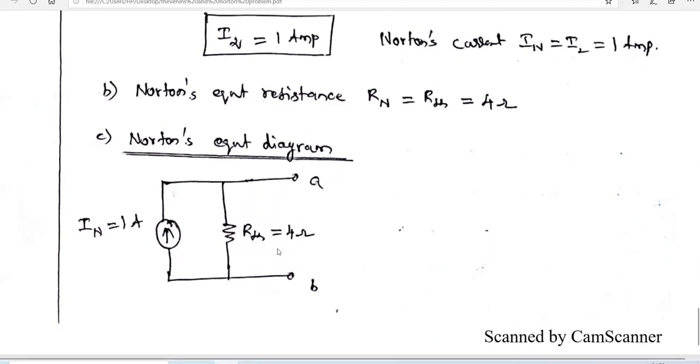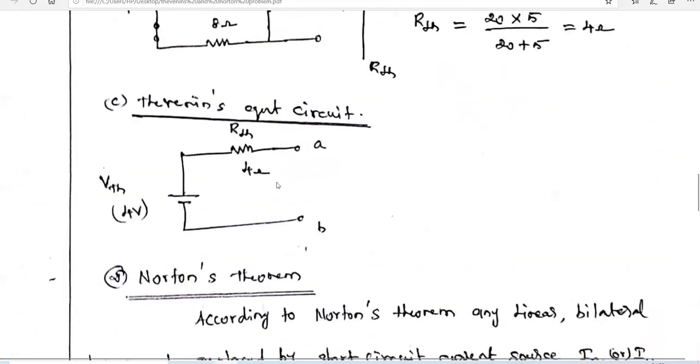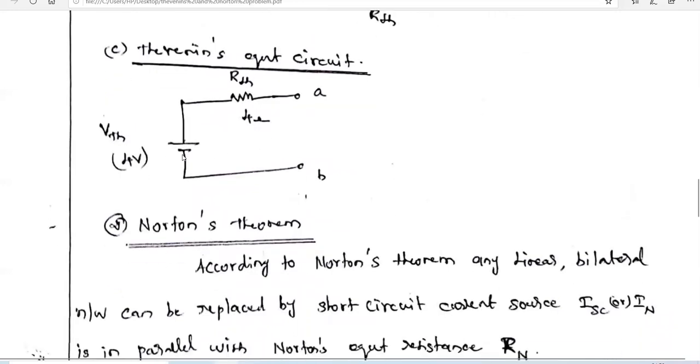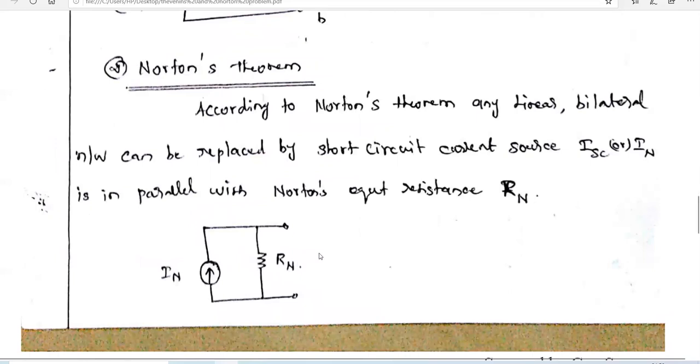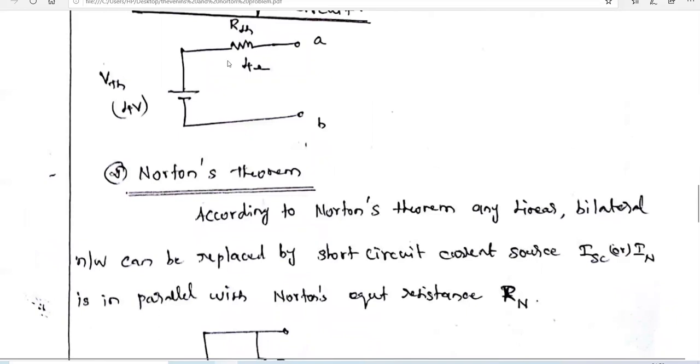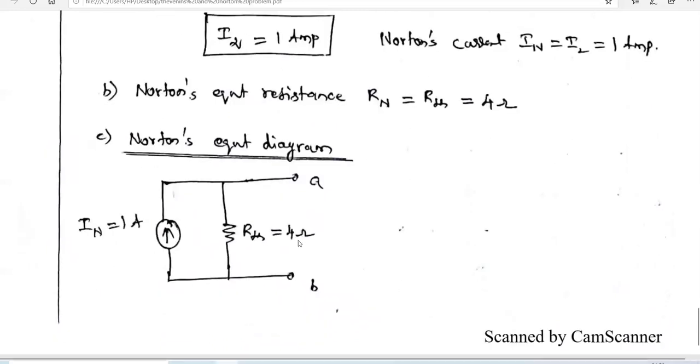Okay, so already I said we can directly convert. If we have the Thevenin's equivalent circuit, using the source transformation technique, this Thevenin's equivalent circuit may be converted into the Norton's equivalent circuit. But what is the source transformation technique? The voltage source in series with a resistance can be converted into a current source in parallel with the same resistance. So this resistance RTH is nothing but RN. What is the value of this IN? This IN is nothing but this voltage divided by the resistance. So 4 divided by 4, it is 1 amp. Okay, so we will get the same answer. This is said to be the Norton's equivalent diagram.